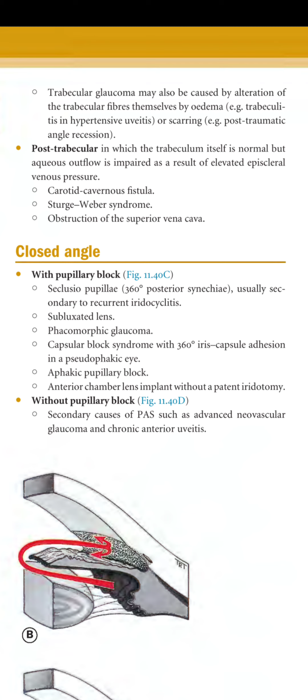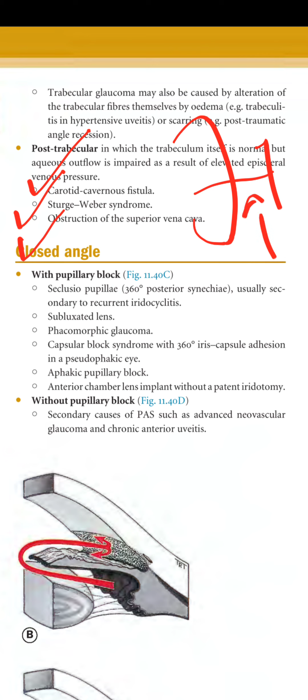Post-trabecular, in which the trabeculum itself is normal but the aqueous flow is impaired as a result of elevated episcleral venous pressure. Very important: carotid cavernous fistula, Sturge-Weber syndrome, obstruction of the superior vena cava. These are all causing elevated episcleral venous pressure that is causing the outflow obstruction.